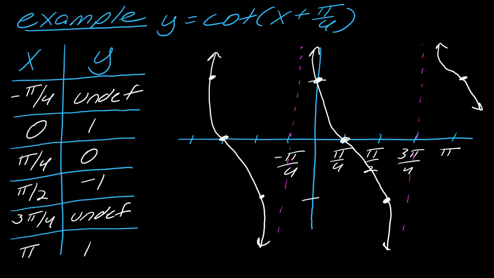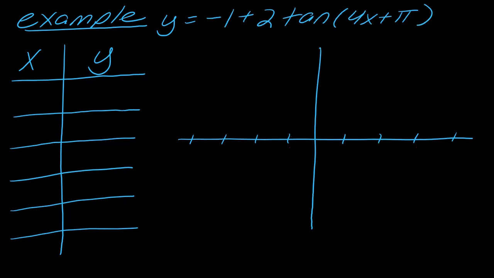So this should feel somewhat familiar. Very similar to how we worked with sine and cosine. We're just adjusting it a little bit for tangent and cotangent. So I want to do one more example, and I do have another video with more examples if you'd like to see more. But anyways, I chose something that looks a little funkier, if you will. Negative 1 plus 2 tangent of 4x plus pi. Say that 10 times fast.